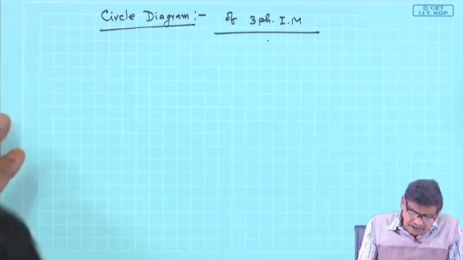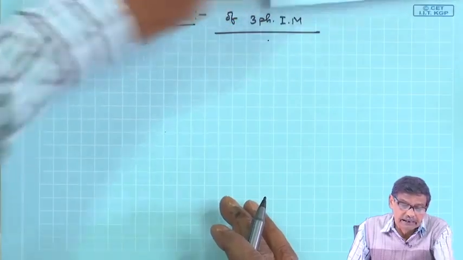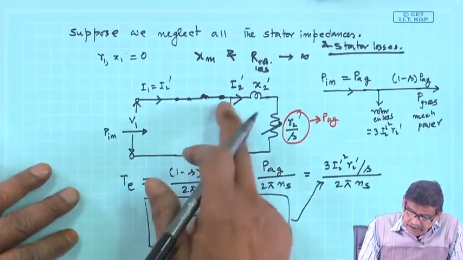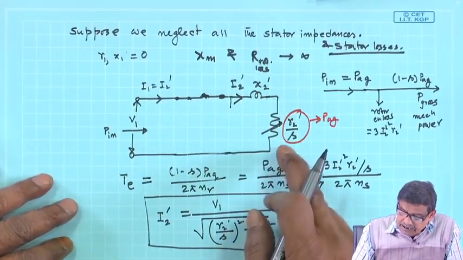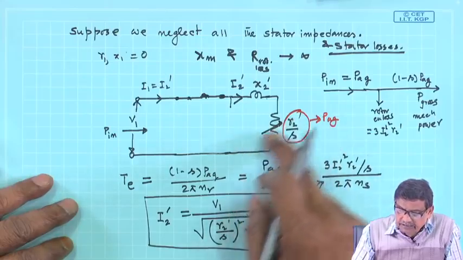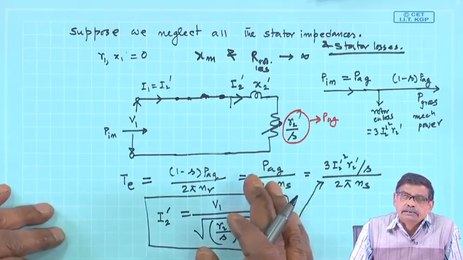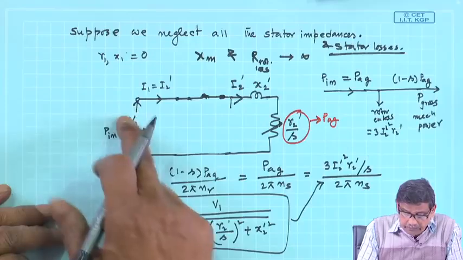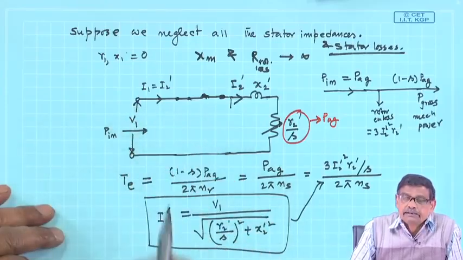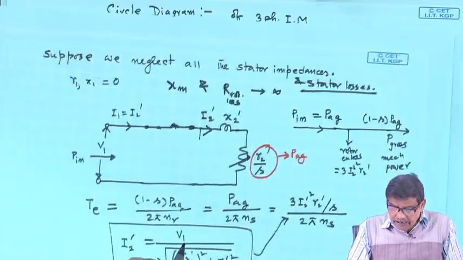Circle diagram of the 3-phase induction motor comes from this: after all, in the simplified diagram itself, there is a series R L circuit in which, as slip changes, you are changing the value of the resistance. So, it can be easily shown that the tip of the current phasor drawn from the supply, that is I2 dashed, will lie on a circle. So, it can be easily shown.